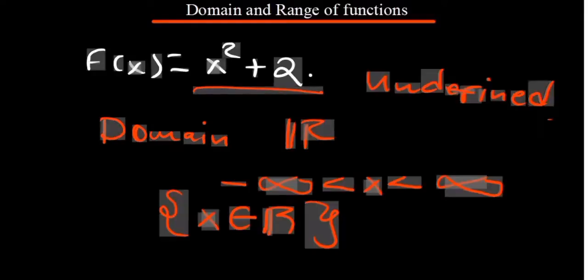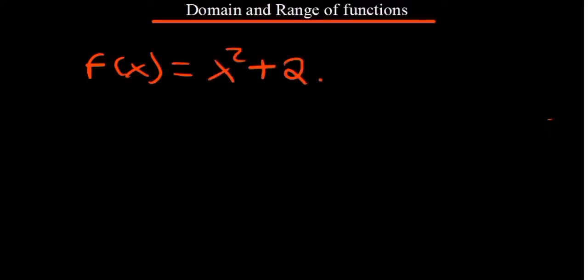Now, let's say you've been told to determine the domain and the range of that function, where f of x is equal to x squared plus 2. So how do we now determine the range? For the range, you first of all have to come up with an inverse function. So remember y is equal to x squared plus 2. Our goal in this case is to make x the subject of the formula.